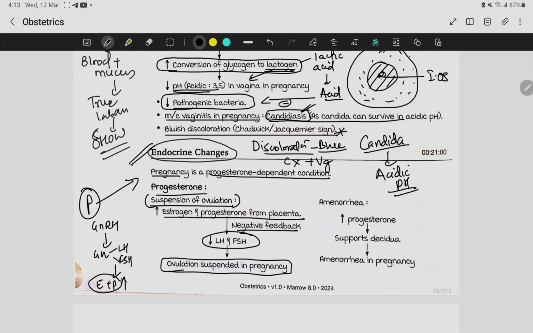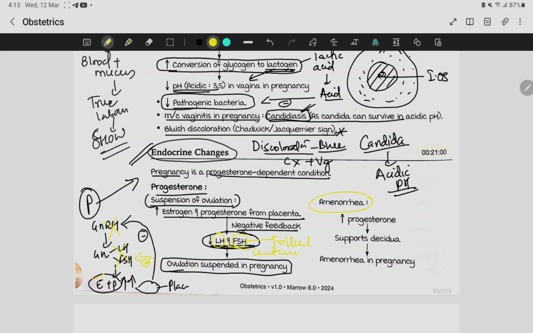Now, because of the excessive secretion from the placenta also, the levels increase so much that they inhibit the formation of LH and FSH. LH and FSH are not there, and because of that, ovulation gets suspended. Because FSH is responsible for the follicle, and LH is responsible for luteinization, right?